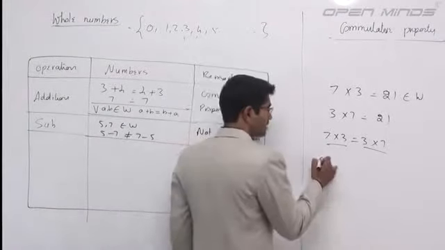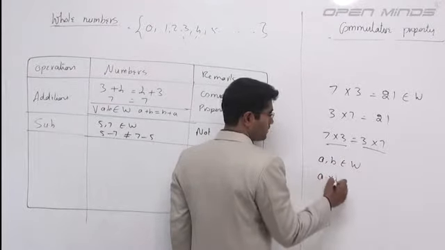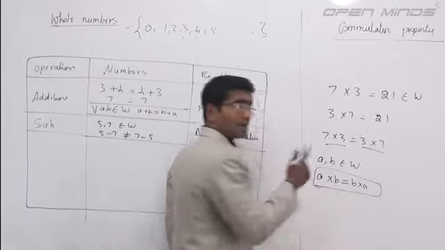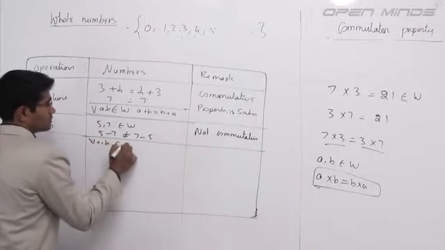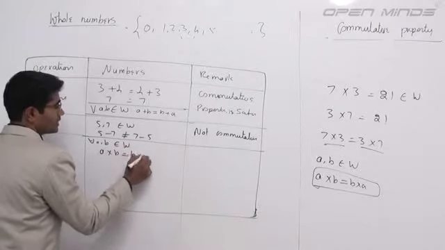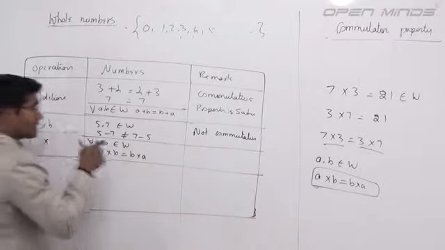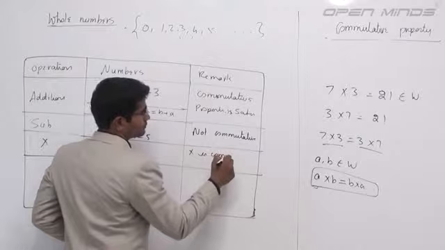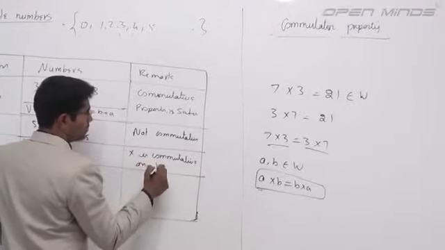So very simple. For any A and B which belong to whole numbers, A into B would be equal to B into A. That's commutative. So I can write the remark: for all A and B which belong to whole numbers, A into B is equal to B into A. So when I talk about multiplication, yes, multiplication is commutative on whole numbers.